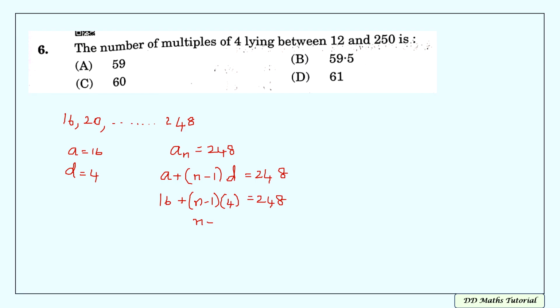Transposing 16, we get (n minus 1) into 4 is equal to 248 minus 16, which is 232, and we will have n minus 1 as 232 divided by 4, which is 58. So n value is going to be 59. That is, the number of multiples of 4 lying between these two numbers are 59 numbers. It is option A, 59.